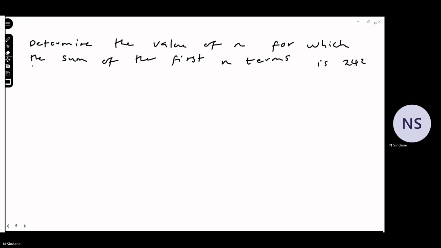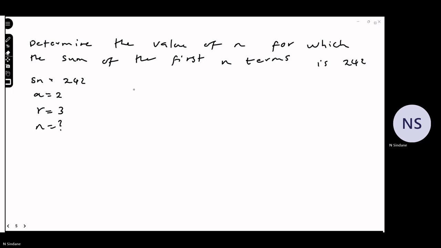So in this case, I'm looking for the value of n. I know Sn. I'm still using the very same series. Sn is given as 242, and a is 2. r, we don't know. Oh, we know it's 3. n, we don't know. We know Sn, we know a, we know r. We're looking for the value of n.